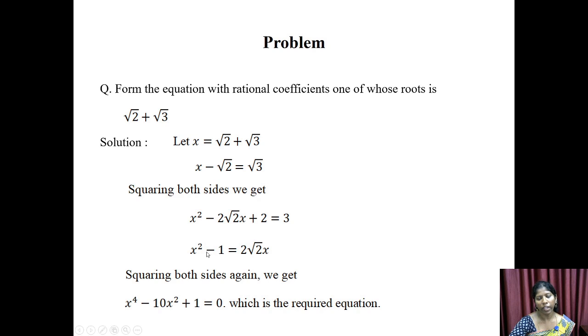So after squaring and simplifying the equation, I get a polynomial of 4th degree: x power 4 minus 10x square plus 1 equal to 0. So this is the required equation whose root is square root of 2 plus square root of 3. We can actually check whether this root satisfies this equation or not. Definitely it will satisfy the equation. Let's look into another problem.